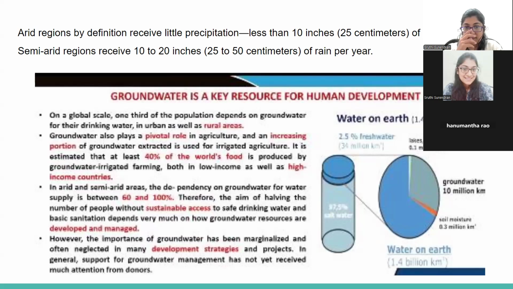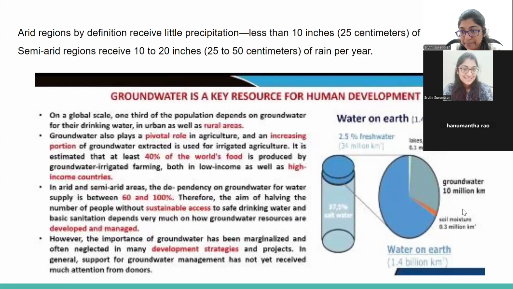Now, because of this, a lot of arid and semi-arid regions are dependent on groundwater resources as a means for domestic purposes as well as for irrigation. If you see the statistics over here, 40% of the world's food is produced by groundwater irrigated farming. And in arid and semi-arid regions, the dependency on groundwater supply is between 60 to 100 percentage.